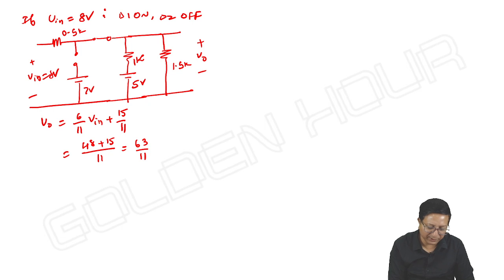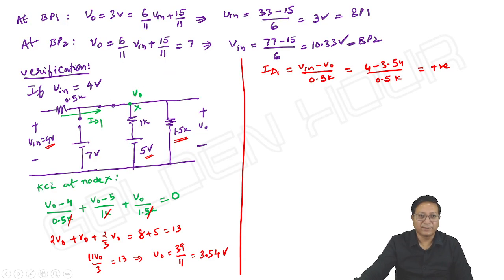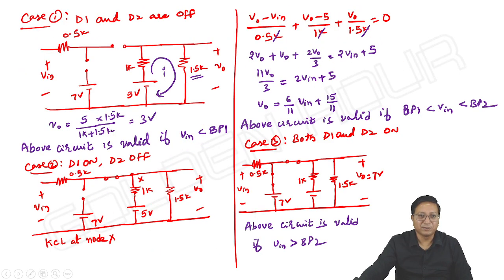Okay, directly I am writing here. Input is 8. 8 6 are 48. 48 plus 15, it is 63 by 11. 5 point something you will get. 5.74 volts. So the anode voltage of D2, right?